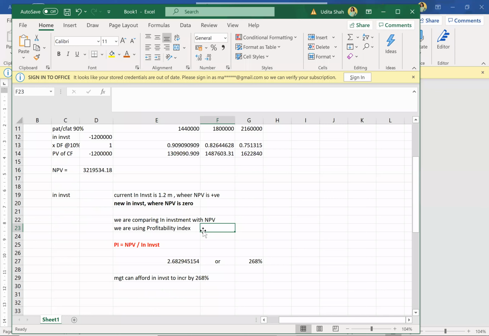See, PI formula is inflow upon outflow. That is correct. But when we are ranking the project, what is the formula that we use? When we are taking out a ratio, we will never use inflow upon outflow. We'll always use NPV upon outflow. Whenever you are comparing initial investment with NPV, you'll always use the PI formula as NPV divided by initial investment.